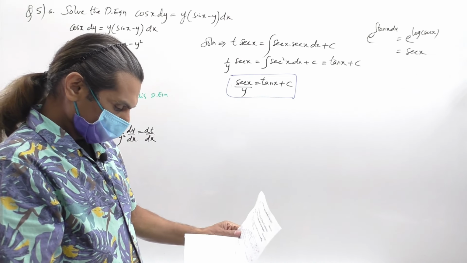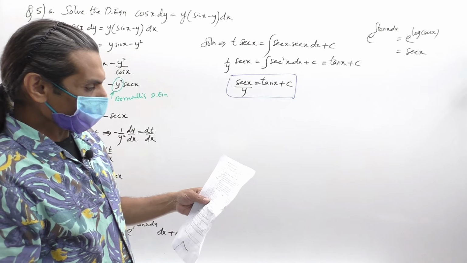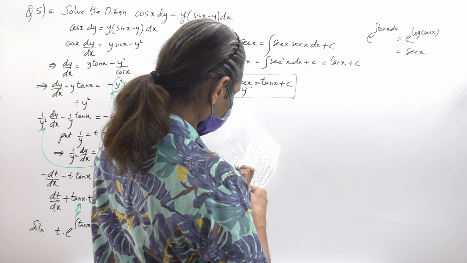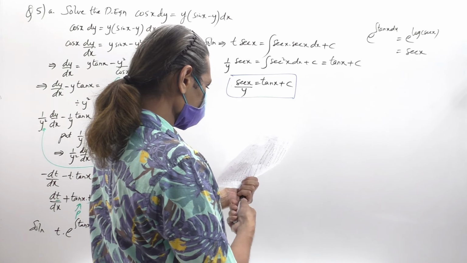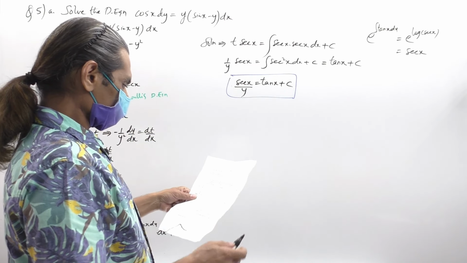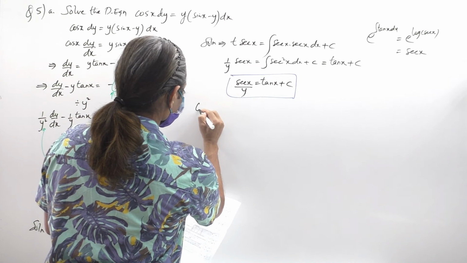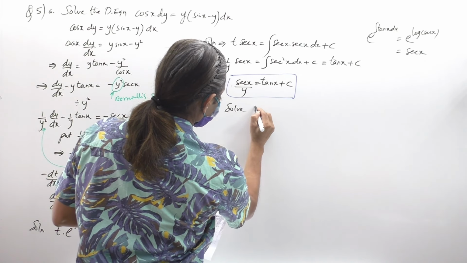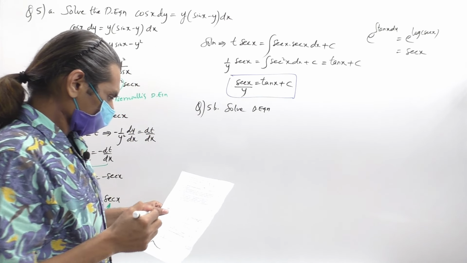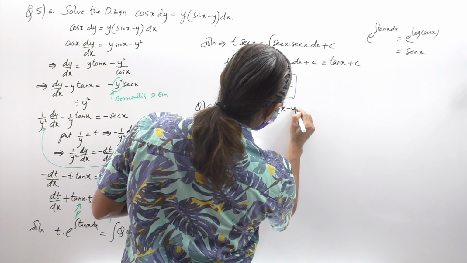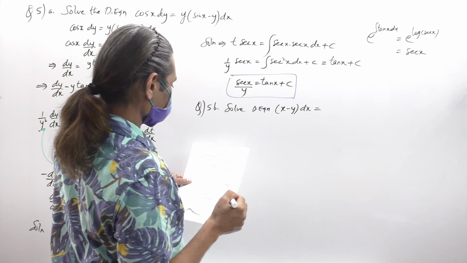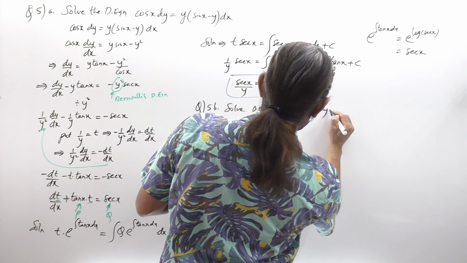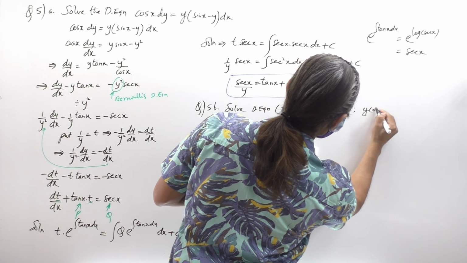The next one is question 5b. The question is: solve the differential equation (x minus y) dx minus dy equals 0, and the condition is y of 0 is equal to 2 is given.